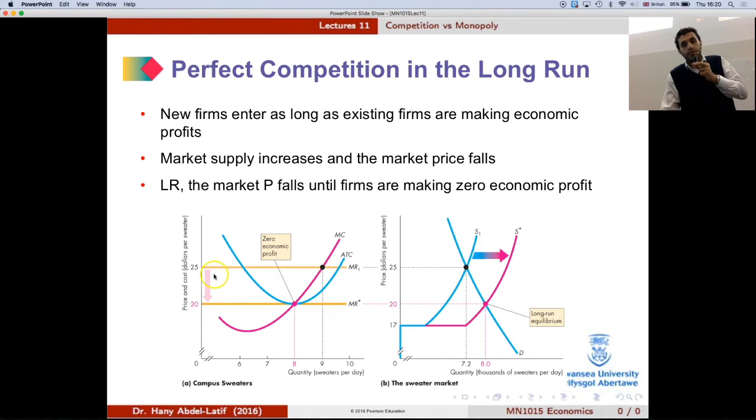Here we go. If the price is 25, it's the marginal revenue at the same time, and this is the marginal cost. At this point, the marginal revenue equals the marginal cost, so they should produce 9 units. This is the revenue: 9 times 25. You sell 9 units for 25 each, so all this area is your revenue.